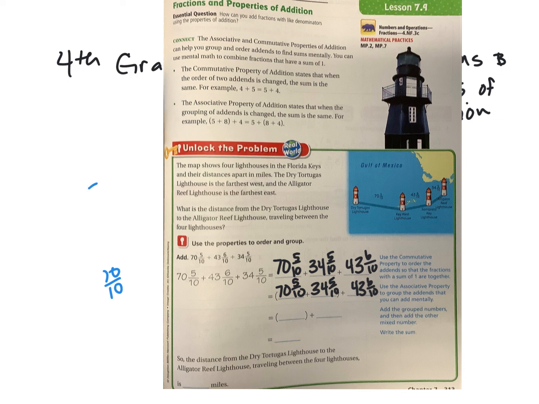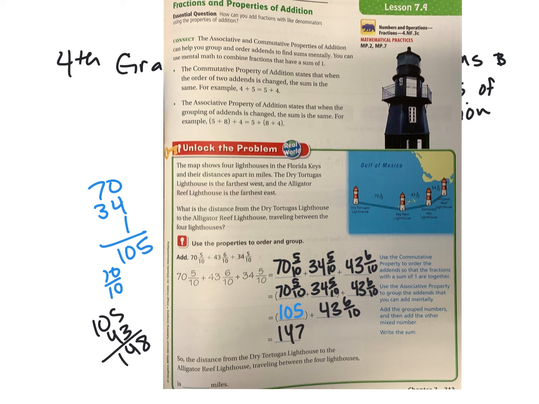So I will add 70 plus 34 plus 1 to get 7, 8, 9, 10, 105. And that took my fraction out of the game. That made it nice, right? I still haven't done anything with this 43 and 6/10, but that's my only fraction now, so it's going to stay a fraction, and I just need to add the 105 whole pies plus the 43 whole pies to get the total whole pies, and that's going to be 148, and then I still have that 6/10 of the other one.